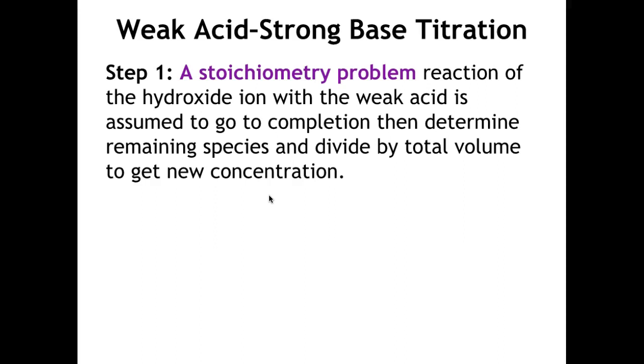Once we figure out how many moles of our weak acid is left behind, then we have to divide it by the total volume, meaning the mixture of volumes from the weak acid that was already in the container plus how many milliliters or liters of strong base we added. So we had to add those together.